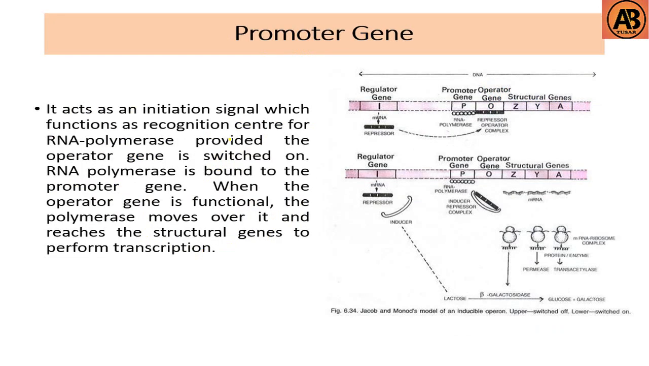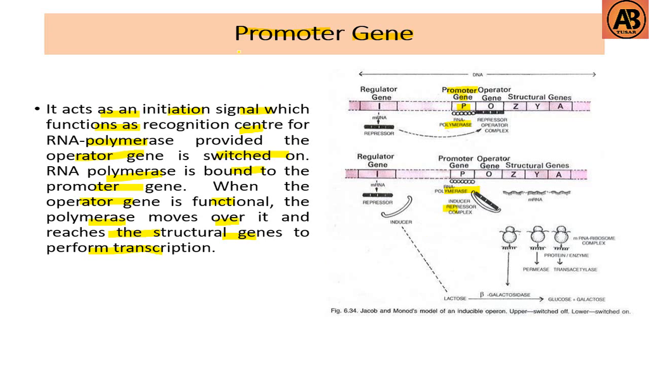Then promoter gene. Here you can see the promoter gene. Here P indicates the promoter gene. It acts as an initiation signal which functions as recognition center for RNA polymerase, provided the operator gene is switched on. RNA polymerase is bound to the promoter gene when the operator gene is functional. The polymerase moves over it and reaches structural genes, performing transcription. Here we can see the promoter gene and RNA polymerase.